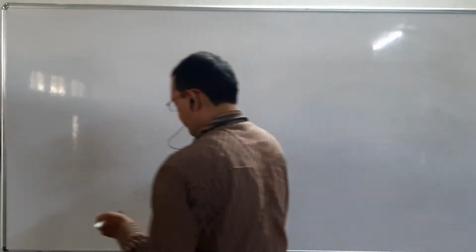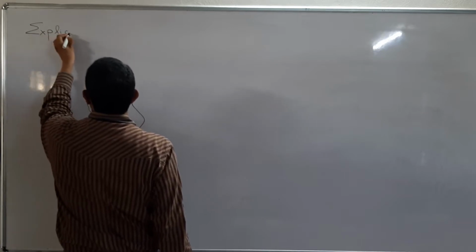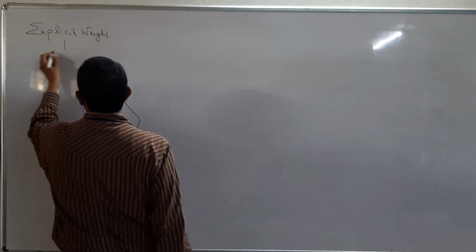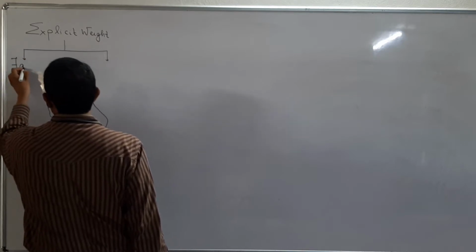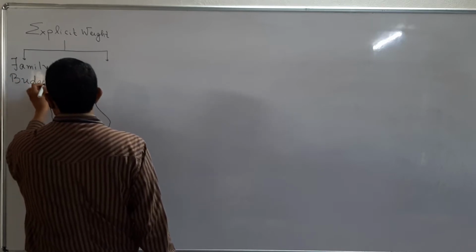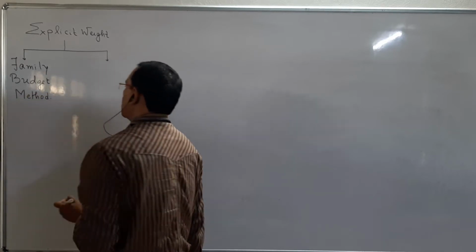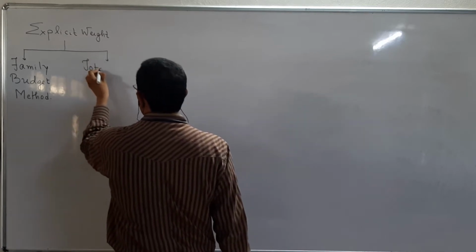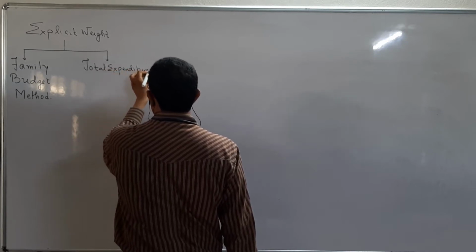Now let us revise. Explicit weight is basically assigned in two ways. The first method we have already covered, which is family budget method. And the second method we are going to cover today, and that is total expenditure method.